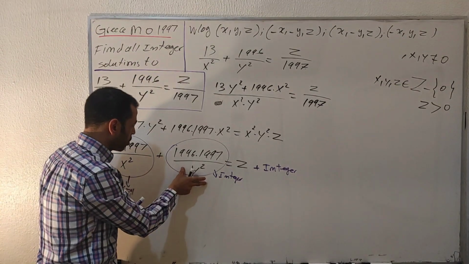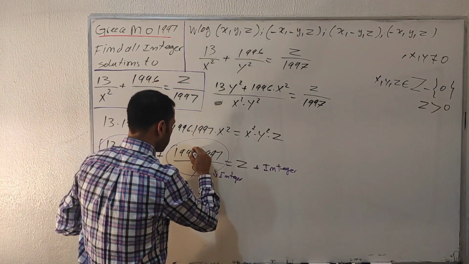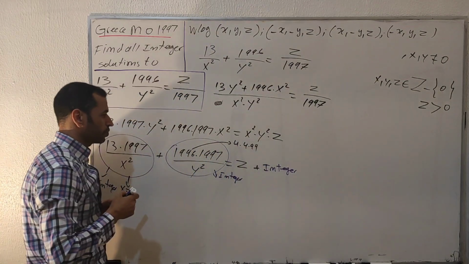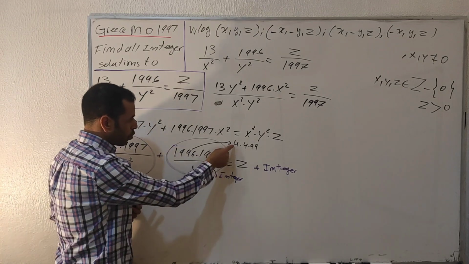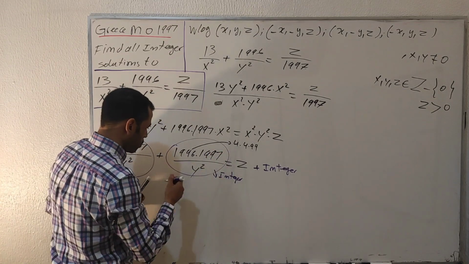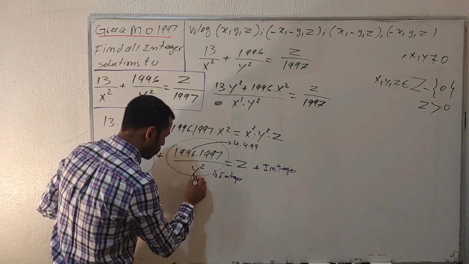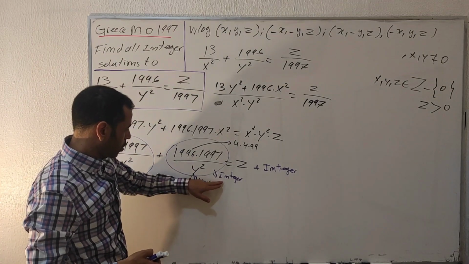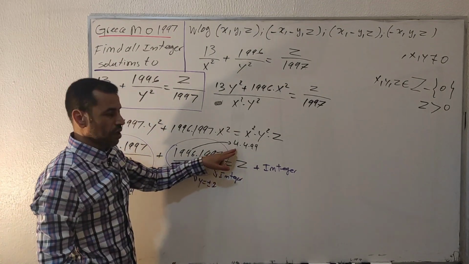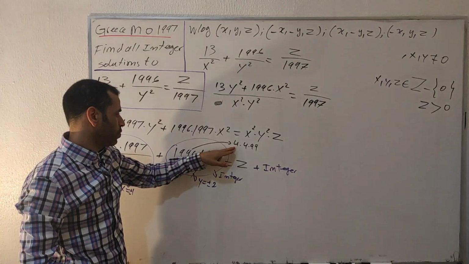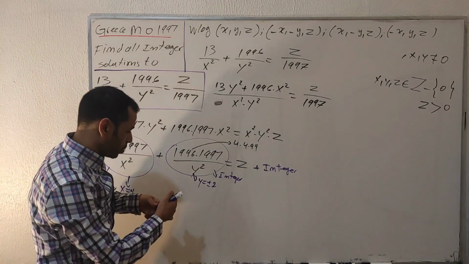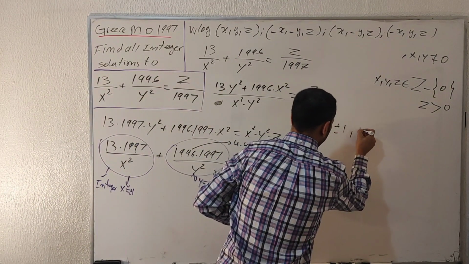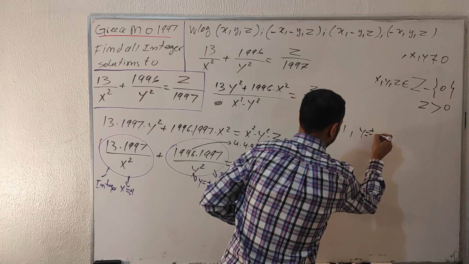This argument follows similarly to the previous one, but the only difference here is that 1996 equals 4 multiplied by 499. In order to get an integer, we must have y equals plus or minus 2, because 2 squared or minus 2 squared gives us 4, which will cancel out with this 4 located in the numerator. So I have a solution: x equals plus or minus 1 and y equals plus or minus 2.